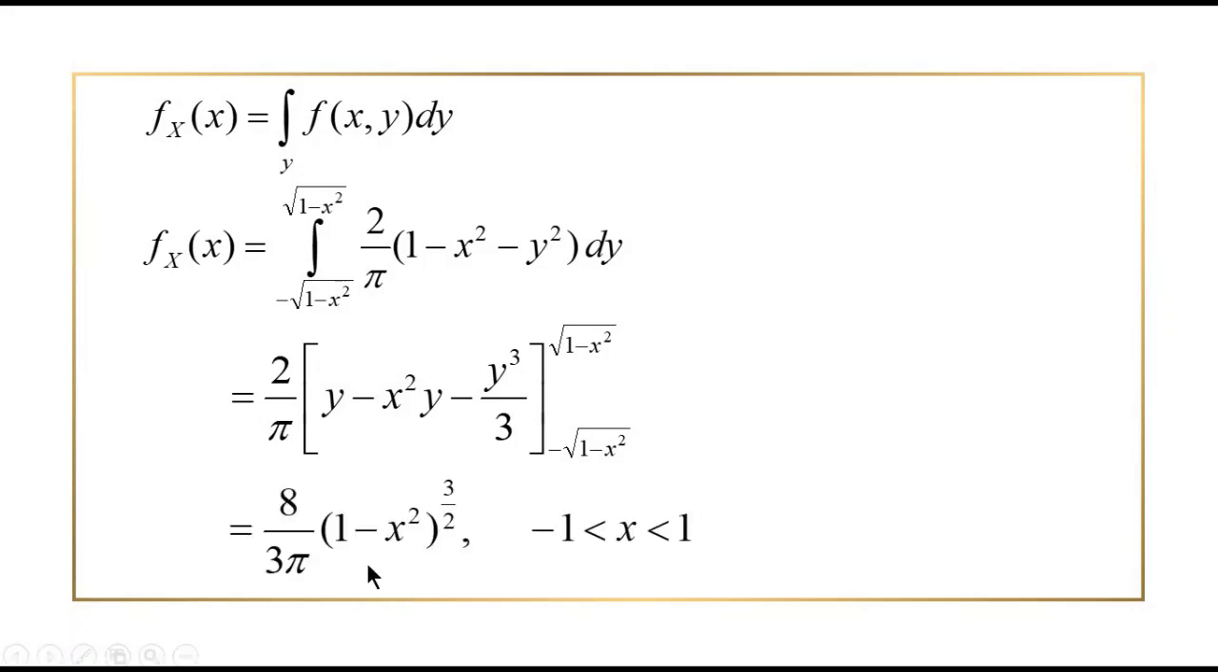So you'll get a function of x, and if you consider all the vertices of that circle, you can observe that x varies from -1 to +1. This will be the marginal PDF of x.